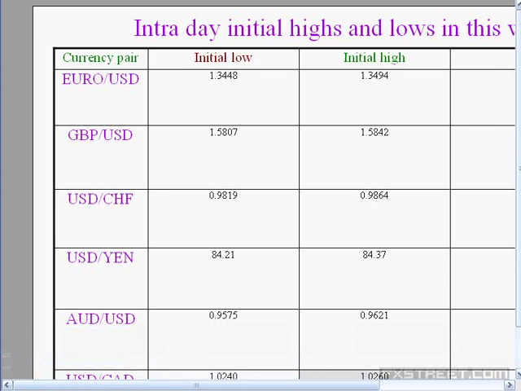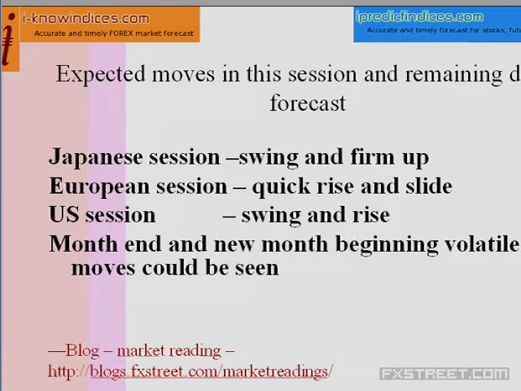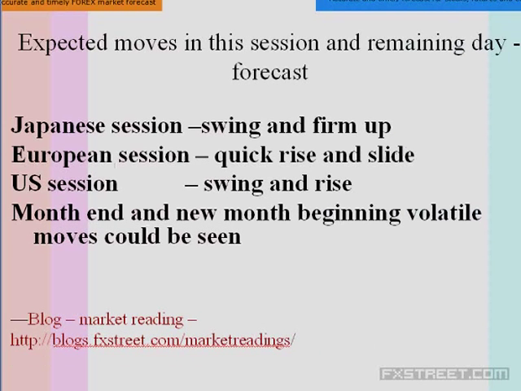Expected market moves for today. Japanese session: swing and firm up moves. Then European session: quick rise and slide. Towards close of the European session, there could be a slide, and that you can make use of as a buy opportunity. And then in the US session, they are expected to swing and rise further up. So keep in mind month end and new month beginning falls in this particular week. So volatile moves could be seen, and midweek there could be more volatile moves.